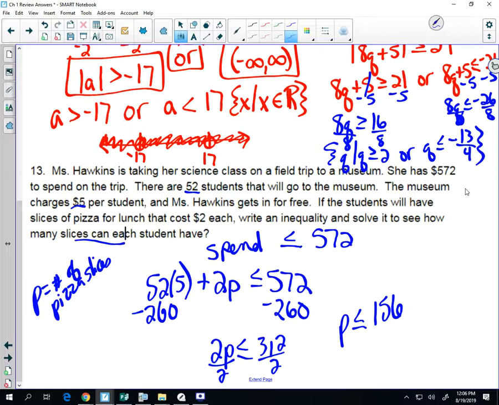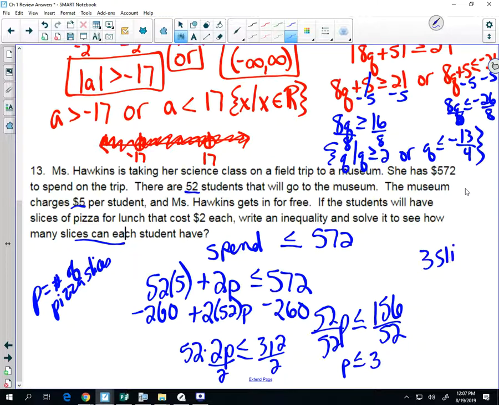So I think I need to say, I'm going to go back to my equation. I think I want to change it to like $2 a piece times 52 students. Would that fix my problem? Because now I'd still have a 52 over here, and I'd still have a 52 to divide by. So I could take 156 divided by 52 and get 3 slices a piece. So 3 slices a piece. Now this doesn't account for Miss Hawkins having anything, but it doesn't say whether or not she's eating pizza. I'm assuming that hers is separate.